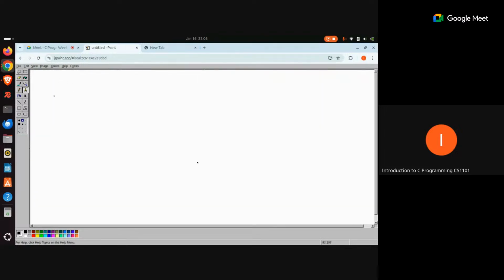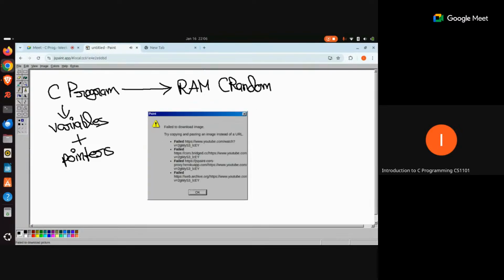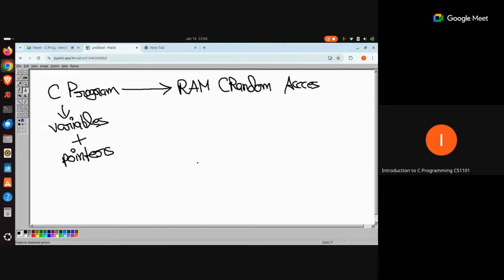Whenever you have written a program, let's say a C program, it can have a number of variables and some pointers that you have used. Now, whenever you ask the operating system to execute this C program, the program has to be loaded into RAM. RAM means random access memory, or the main memory of your system. Your entire program will be loaded into this section called RAM.